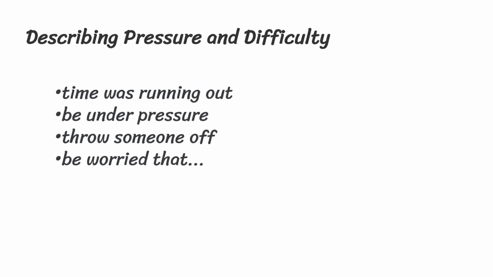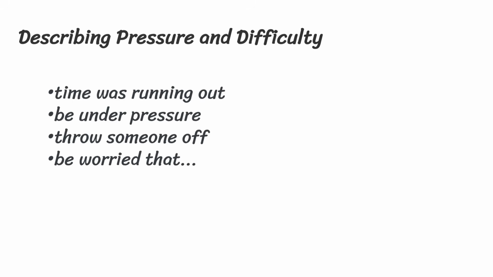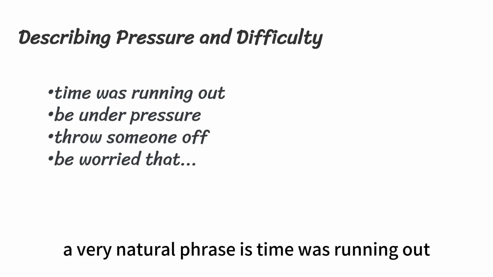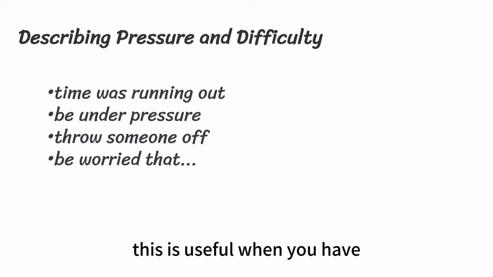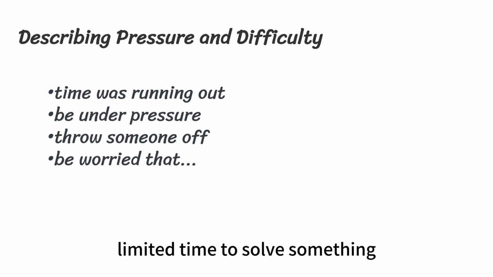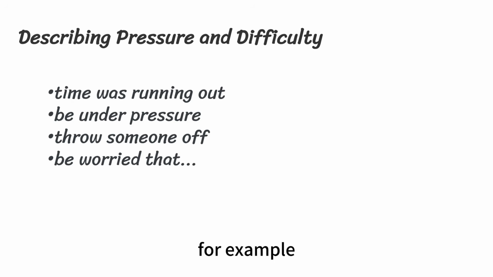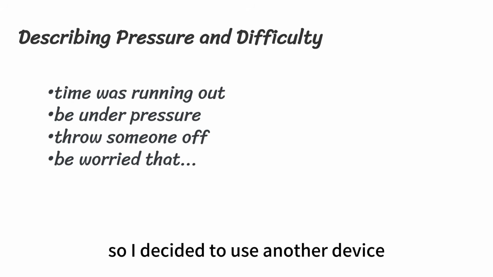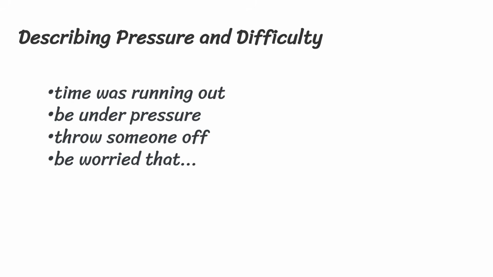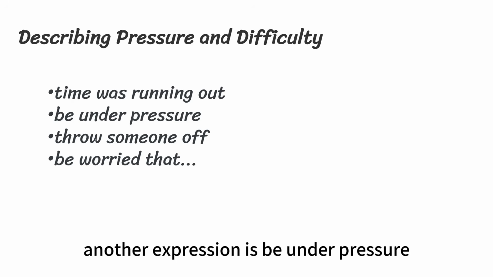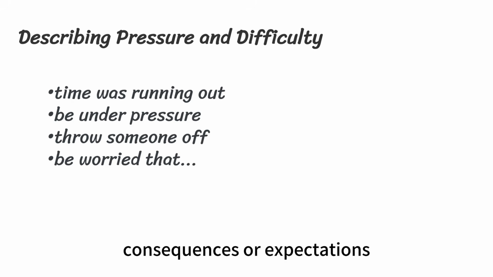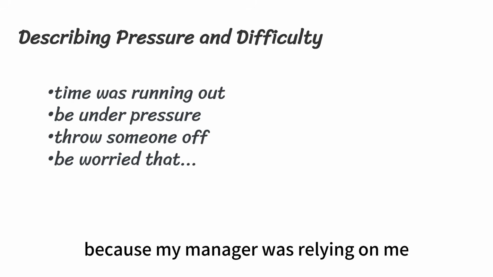When talking about a challenging situation, it is important to explain why it was difficult. A very natural phrase is, time was running out. This is useful when you have limited time to solve something. For example, the interview was about to start and time was running out, so I decided to use another device. Another expression is, be under pressure. We use this when there are important consequences or expectations. For example, I was under a lot of pressure because my manager was relying on me.